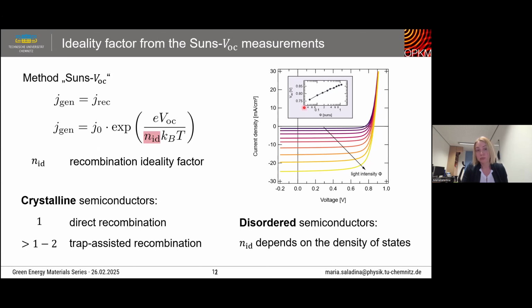And also light intensity. If you want to do something like that, it's important to measure your light intensity exactly, not only trust the filter values. So it would be nice to have, if you're planning to build a Suns-VOC setup, then you probably should measure light intensity via a photodiode or something like that.